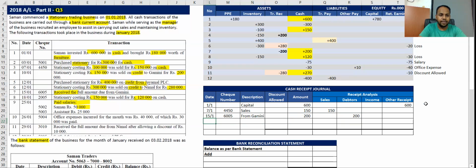Then the next transaction, transaction number 8, 18th of January. Stationery costing 150 was sold for 120 on cash. So it's sales. You can see cash sales. The previous one also was cash sales, right? So how much we received? 120. So it can be taken under the sales column. Credit the cash sales column. This is cash sales.